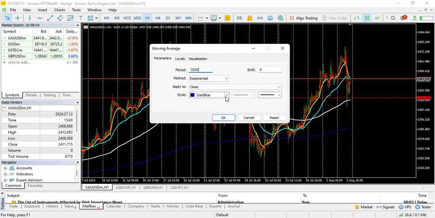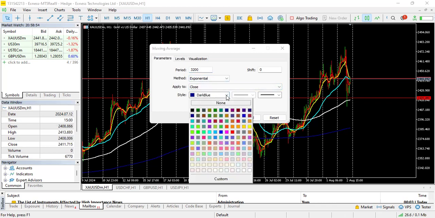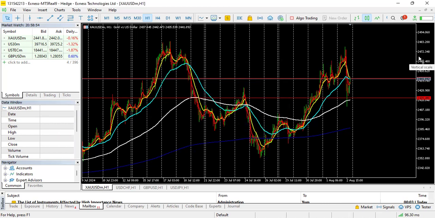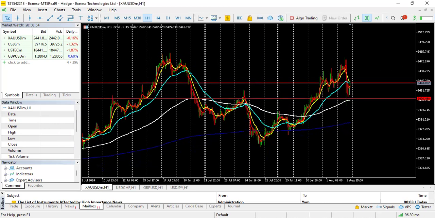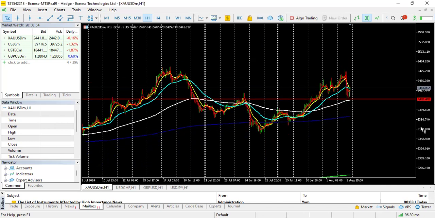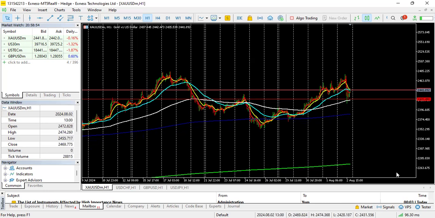3200 EMA. So that's your part of them. And the color I'm going to use for that is green or lime, whichever one. Remember, it's also exponential close. It's already been installed somewhere. Let me see. It's been installed somewhere. Okay, so you can see it already.